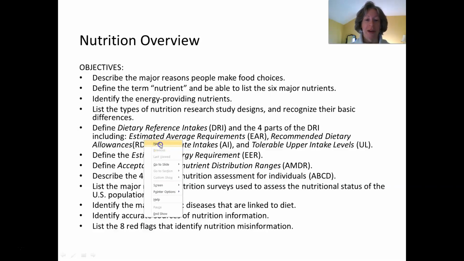All right, here we go. Next. All right, so first from the nutrition overview chapter, certainly you should know the major reasons why people choose the foods that they do. Know which one's the top reason for sure. Above all, define the term nutrient. Do you have a working definition for that?